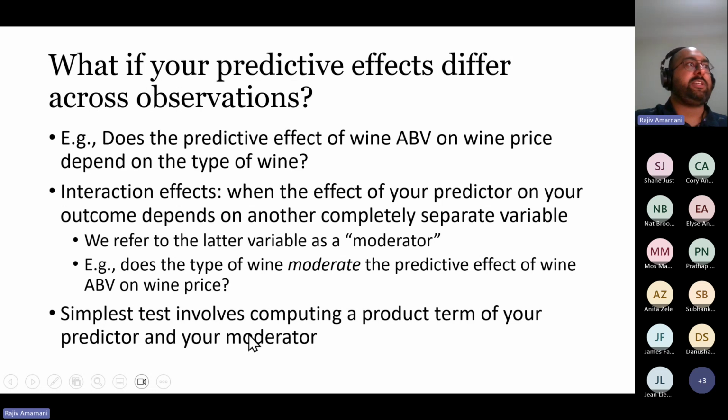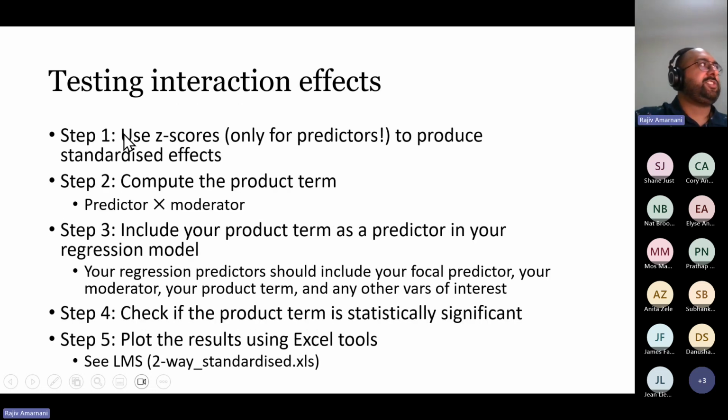The way we do this is we compute a product term. Basically, we multiply the type of wine by the ABV. First, we compute z-scores for interaction effects, and we do this only for predictors. So it's partially standardized, just for the predictors. We multiply the predictor, the ABV, by the moderator, standardized. Then we run a regression model that has the predictor, the moderator, and your product term. And we check if it's statistically significant.